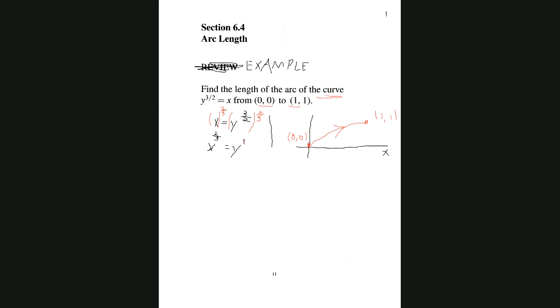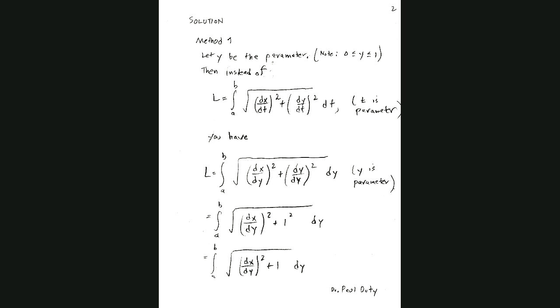So we ought to be able to find the length. So here's how I like to handle this. There's several ways you can handle it. First method is, instead of letting x be the parameter, you could let y be the parameter. And y would make sense because x is a function of y. x is y to the 3/2 power, right?